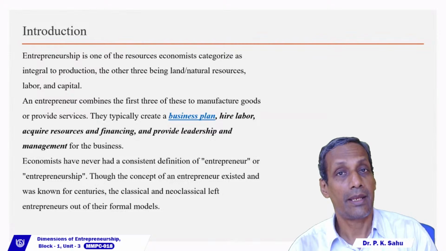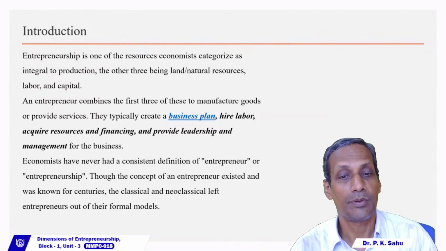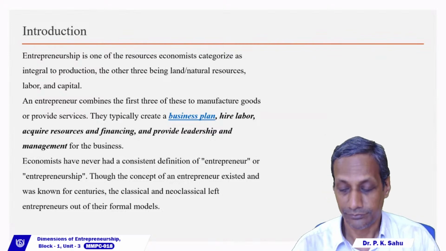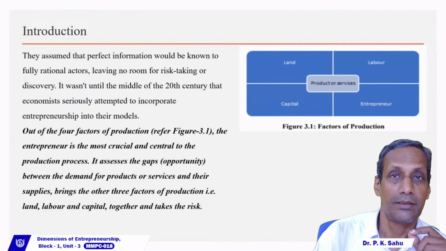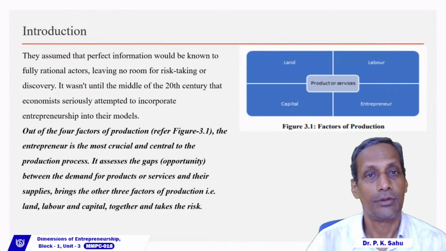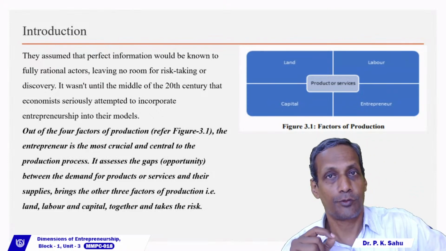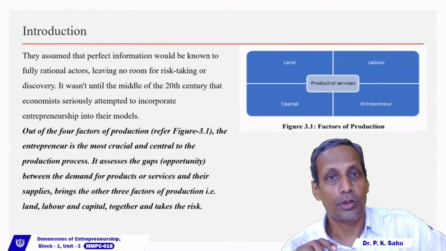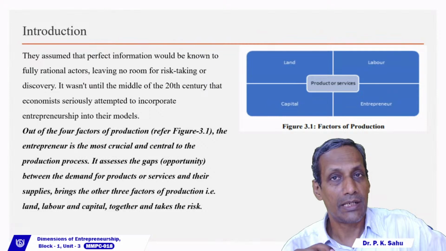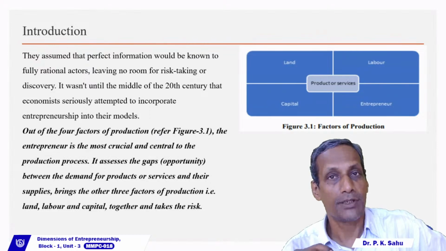Economists have never had a consistent definition of the entrepreneur or entrepreneurship, though the concept of entrepreneurship existed and was known for centuries. The classical theories and the new classical left entrepreneurs out of their formal models. They assumed that perfect information would be known to fully rational actors, leaving no room for risk-taking or discovery. It wasn't until the middle of the 20th century that economists seriously attempted to incorporate entrepreneurship into their models.